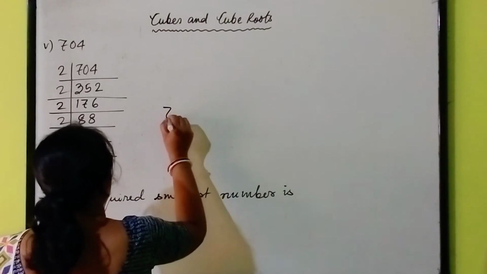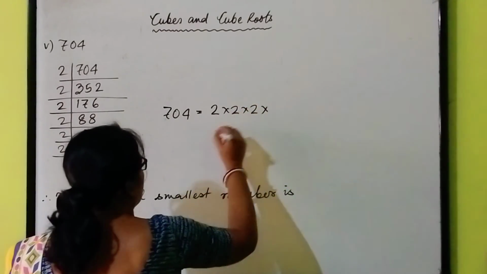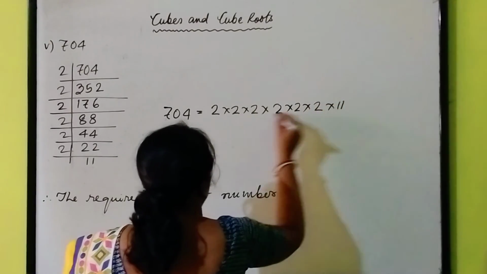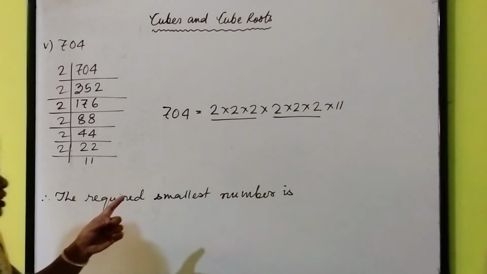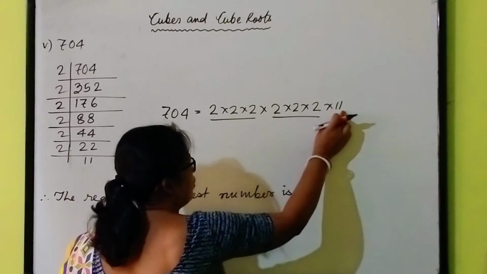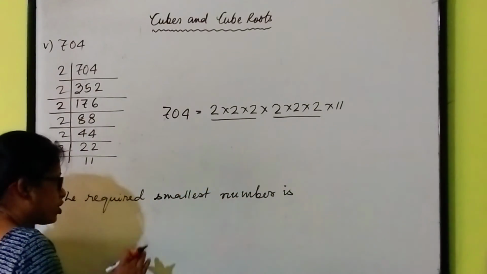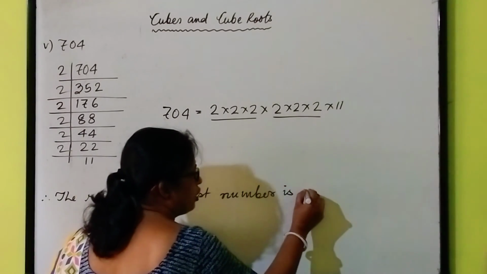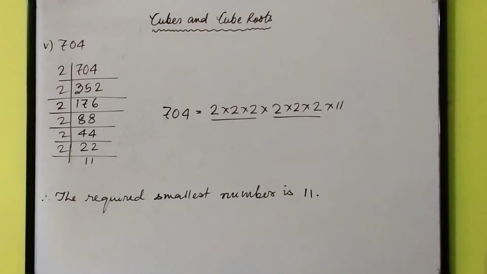That means 704, I am writing here 3 twos, 3 twos, 6 twos, and 1 eleven. Make a triplet of this one. So you have to divide it. Now if you divide by 11, this 11 will cancel. That means here your triplets remain. That means the smallest number by which 704 must be divided to make it a perfect cube is 11. Clear? Write down the things properly, my dear students. Have a glance at the board and write down the things very properly.